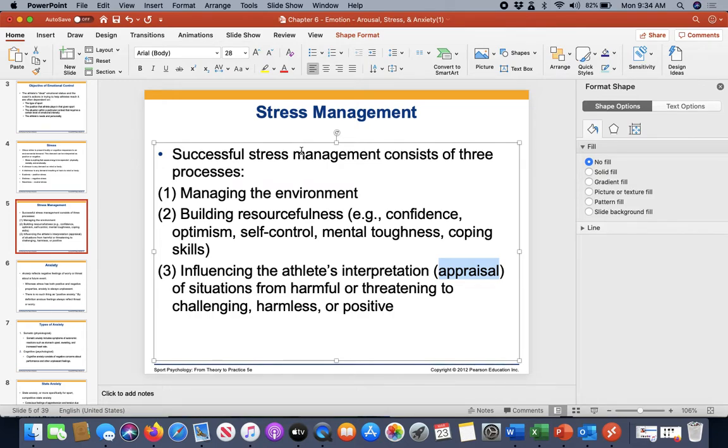Manage the environment if it can be managed. If you're home versus away in that situation, we understand that that's going to be difficult to manage the environment because it's not your environment that you can manage.